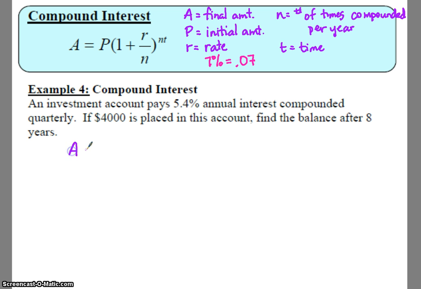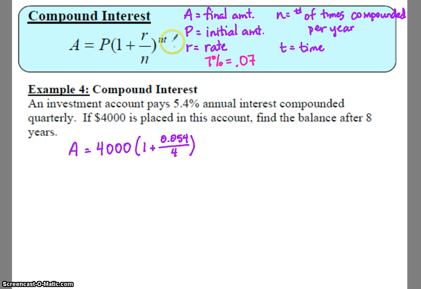So we're going to say A is equal to P, well that's how much you put in at the very beginning, so that'd be $4,000. Then we have a 1 plus, now you're going to have R over N. So rate, that's a 0.054 all over the number of times it's compounded per year. So it says it's compounded quarterly. So something's compounded quarterly. Well, how many quarters are there in a dollar? No, not 3. It'd be 4. I heard some of you mumble 3.